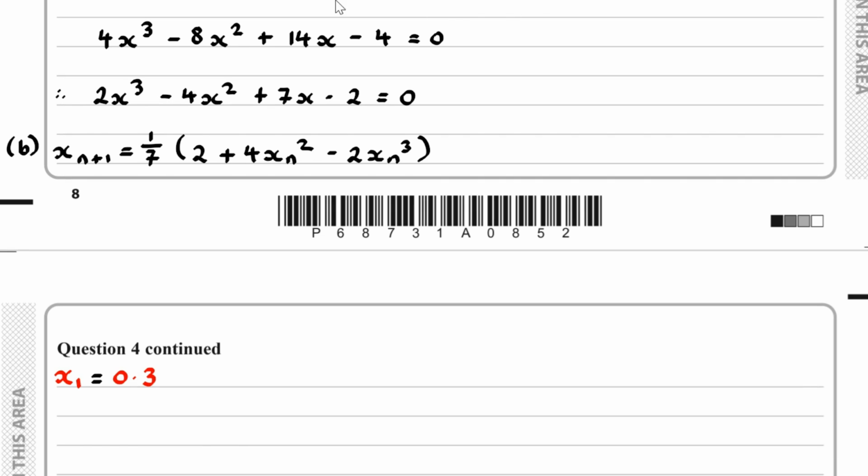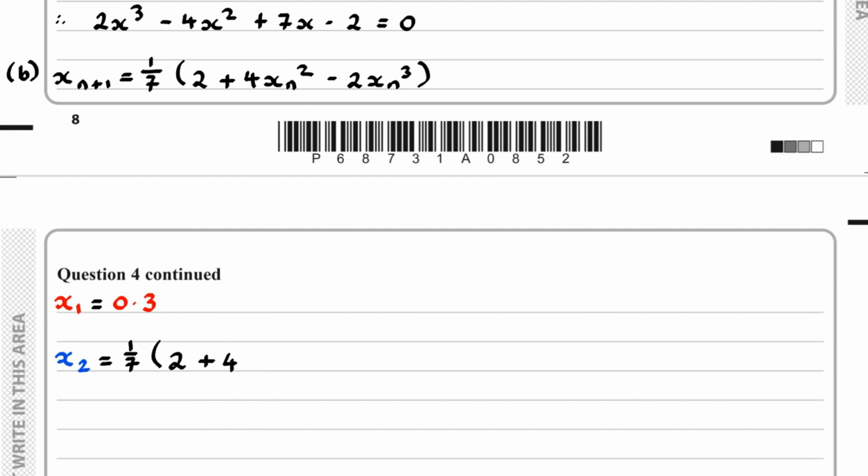So, with our iterative formula and x1 equaling 0.3, we can find out what x2 is. x2 is equal to 1/7 lots of 2 plus 4 lots of x1 squared minus 2 lots of x1 cubed.